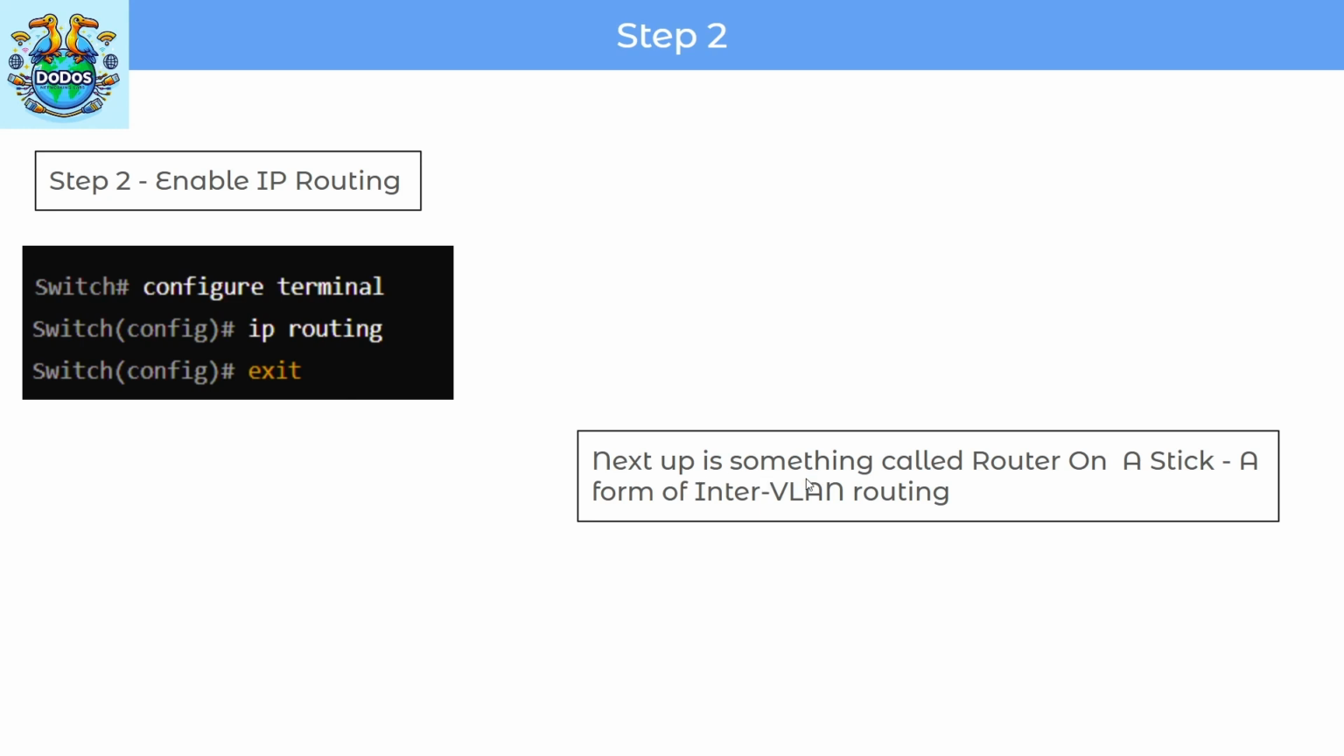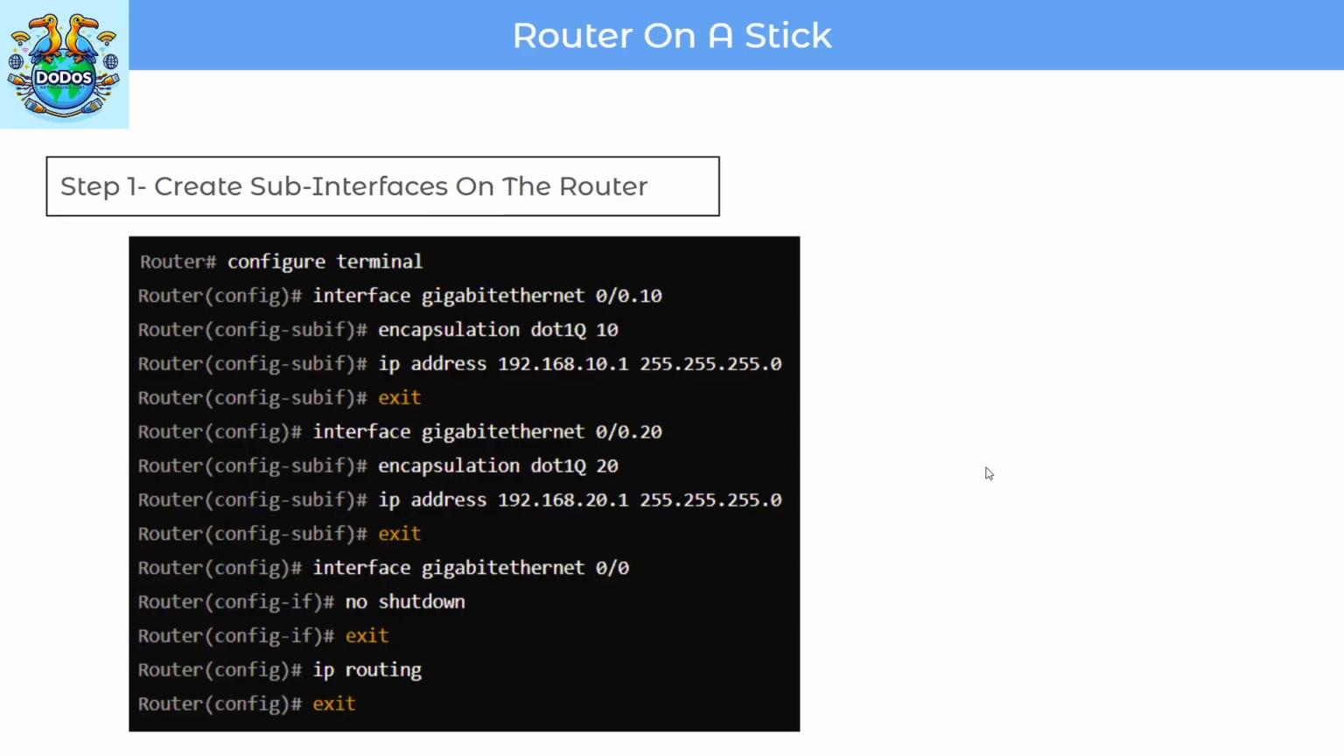Then, next up is something called router on a stick. This is another form of inter-VLAN routing. Router on a stick is where you create sub-interfaces on the router. So you'll do interface, say G0/0, and then you do .10 for VLAN 10. And then you have to do an encapsulation, and then an IP address. And then you do the exact same thing. Interface gigabit 0/0.20. And you just repeat, and then at the end, IP routing, and you're done.